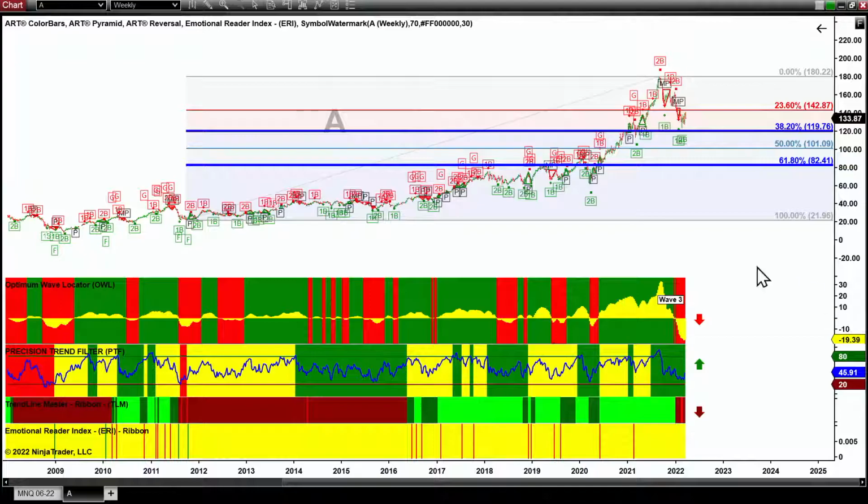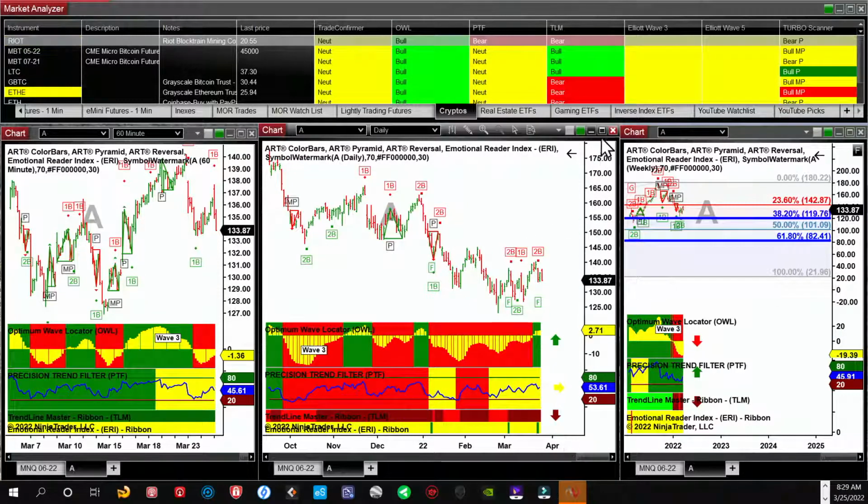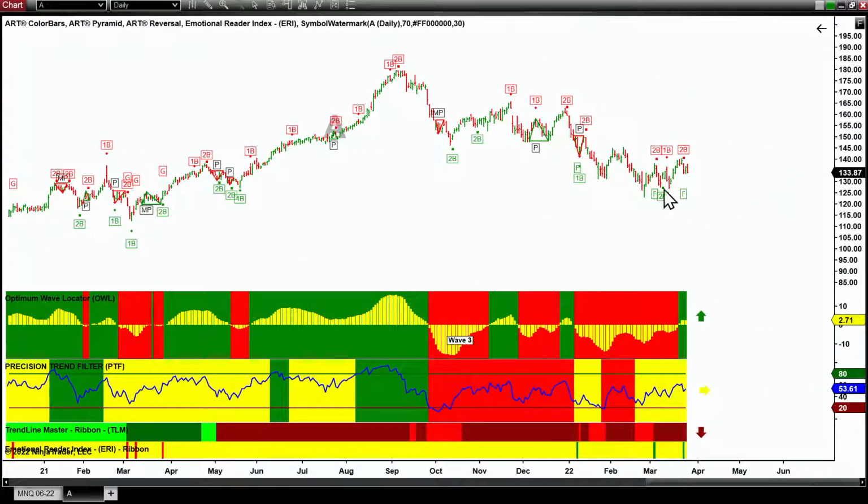So in this case, let's see what the lower charts tell us. I'm going to open up the daily chart now, where we can put this under a microscope. We still technically may have a bottom here. It's possible. We have no more red PTF, so that's a good indication. We've got a little momentum coming in. We still have an active pyramid down here.